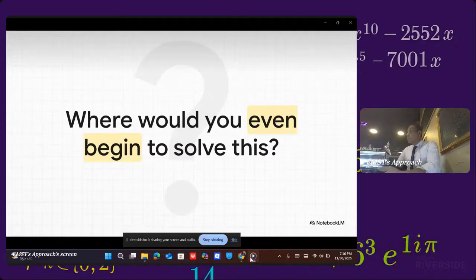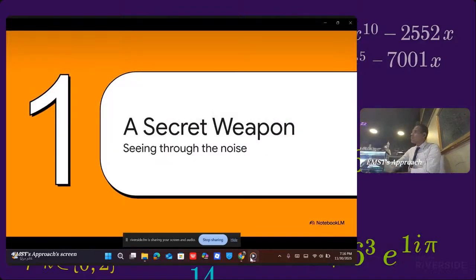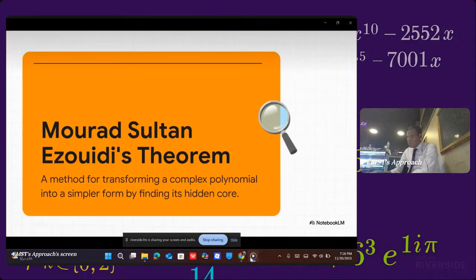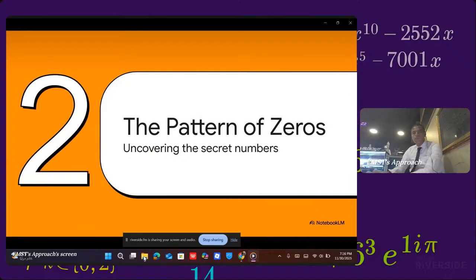But there is. To solve something that looks unsolvable, you can't use the usual tools. You need something special, something that was built to see through all that noise and find the signal hidden underneath. And this is our key, Morad-Sultan-Azuidi's theorem. Think of it like a special lens that can look at an equation and transform it. It basically ignores all the distracting, messy parts to find what it calls the true coefficients, the hidden structural core of the whole thing.